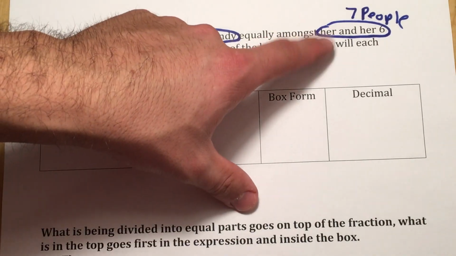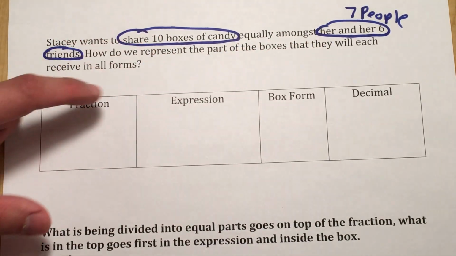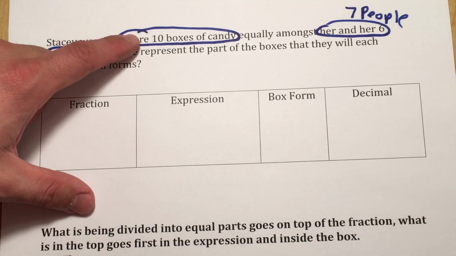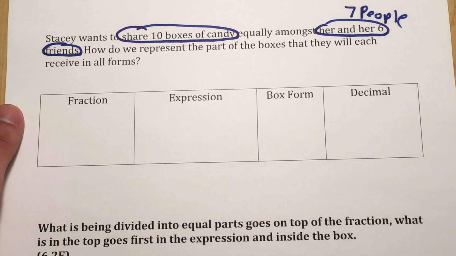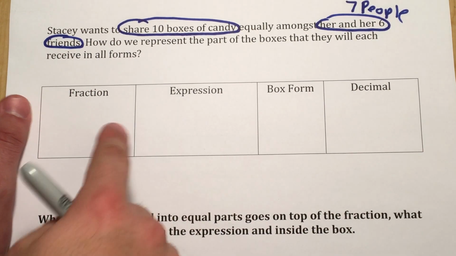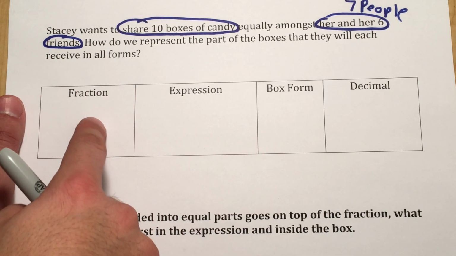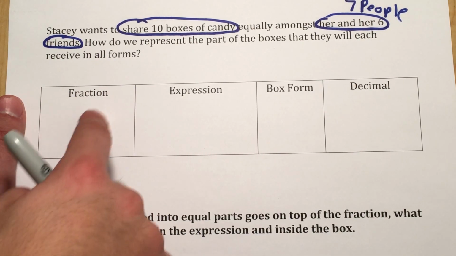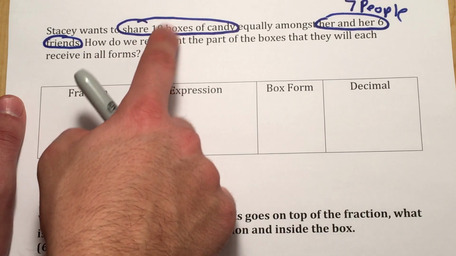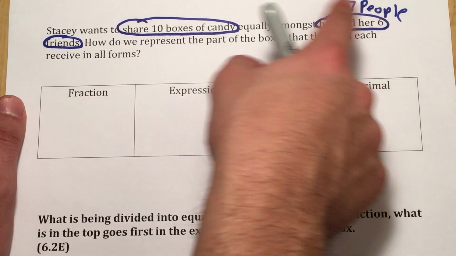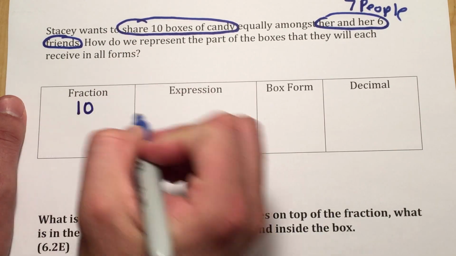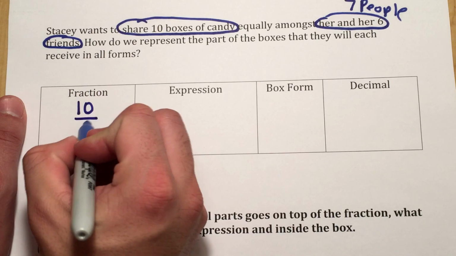And yeah, this doesn't make sense, right? We're going to take the candies and divide the candies into equal parts because that's what we want to share. And I put here: what is being divided into equal parts goes on top of the fraction. So when we create a fraction, whatever's being divided into equal parts goes on the top. So we said, what is being divided into equal parts? The 10 boxes of candies or the 7 people? We're dividing the 10 boxes of candies, so that's going to go in the top. And the other number is going to go on the bottom.